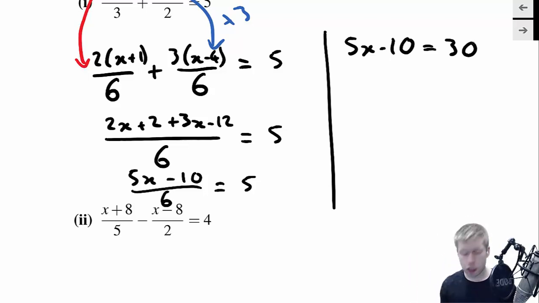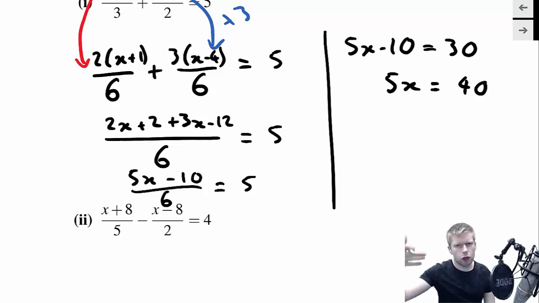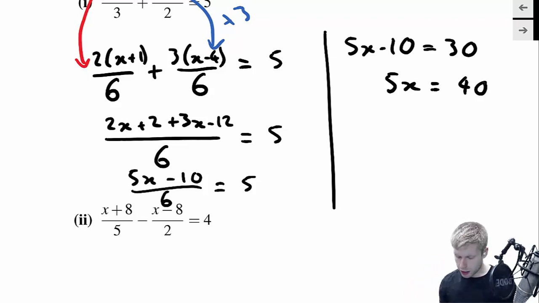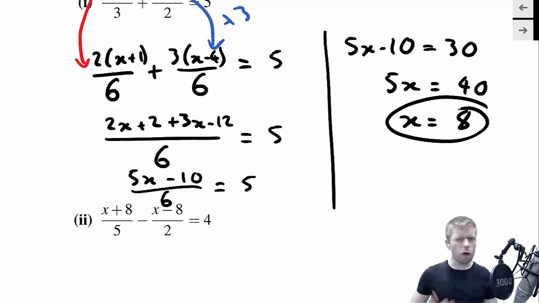So, okay, I'd add 10 to both sides. In fact, I'm not going to even bother writing it. I'm just going to write 5x equals 40. I've done that step in my head. I don't need to write down the plus 10 to both sides. And then I'm going to divide both sides by 5, so I should end up with 8. x equals 8. Okay, so hopefully you're really good at solving equations like that by now.